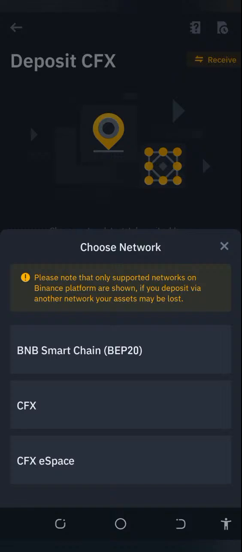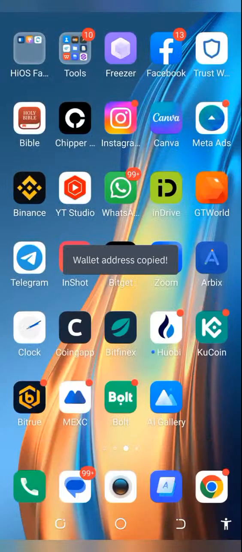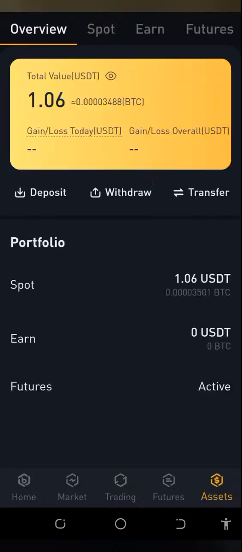Can you see how confusing this is? Can you see how confused I was? Because I was wondering, there's CFX and there's CFX eSpace. Anyway, I'm choosing CFX eSpace. And then I'm just going to copy that, go back to Bitrue, and then I'll just go send it, right? That's all I'm going to do. I'm not going to keep it. Okay, sending it over. All right, so let me just withdraw.